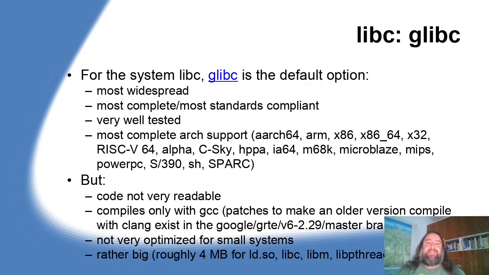So let's look at libcs next. libc provides the standard functionalities that are used by pretty much everything, stuff like strcpy or the likes. And the traditional option is to use glibc. It is by far the most widespread, by far the most complete and standards compliant. It is very well tested, has the most complete support for architectures, but its code is not very readable. It's not very optimized for small systems. It's rather big. It takes about 4 megabytes for the important libraries, and it can be built only with GCC.